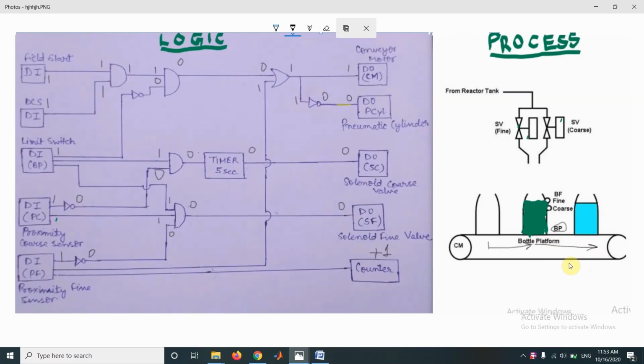From here, it can be taken down, and in this way, the process of filling of one bottle is completed. The same process is repeated for other bottles as well.